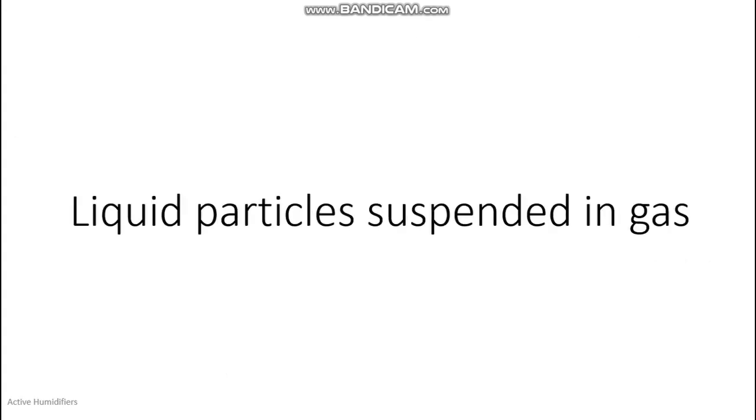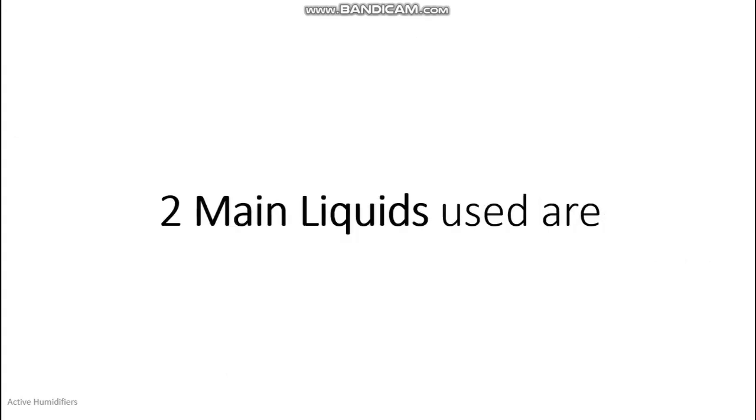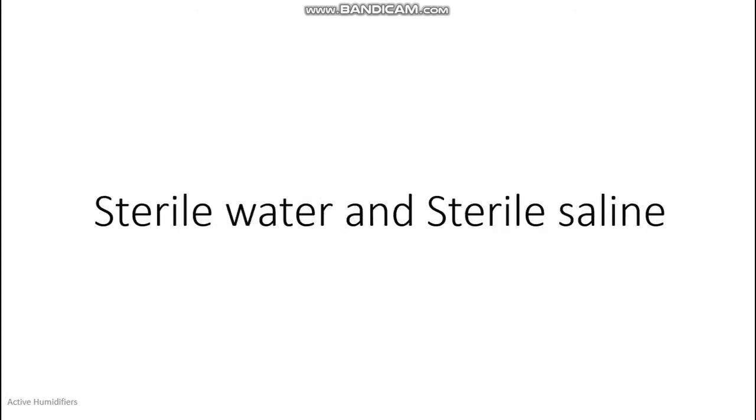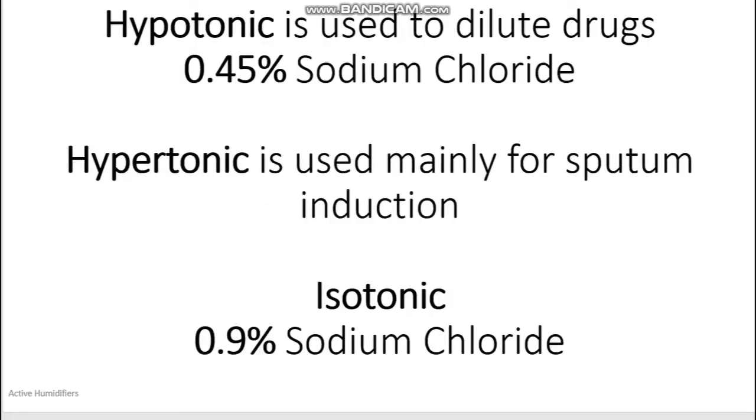Bland aerosol is liquid particles suspended in gas. 2 main liquids used are sterile water and sterile saline. 3 types of sterile saline are: hypotonic is used to dilute drugs. It is 0.45% sodium chloride. Hypertonic is used mainly for sputum induction. Isotonic is 0.9% sodium chloride.